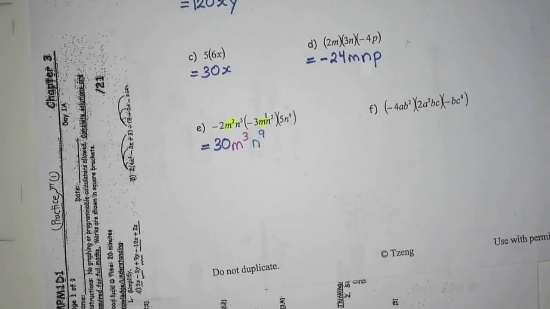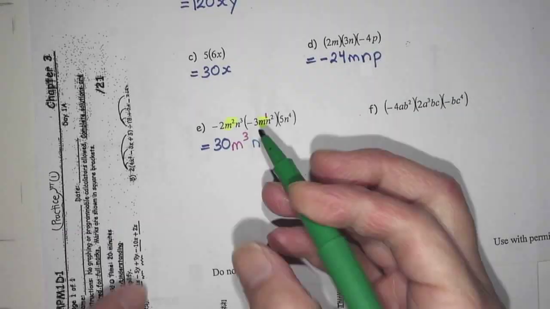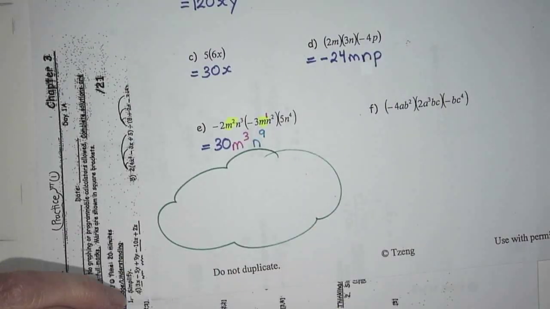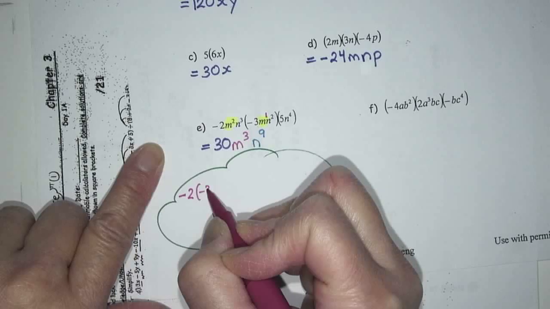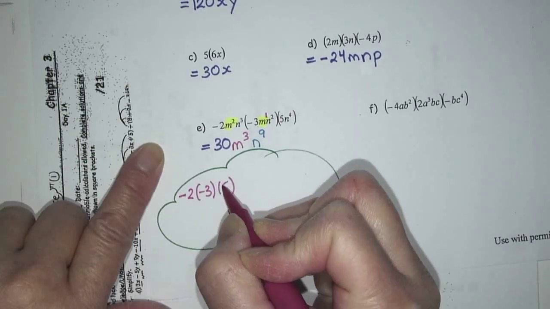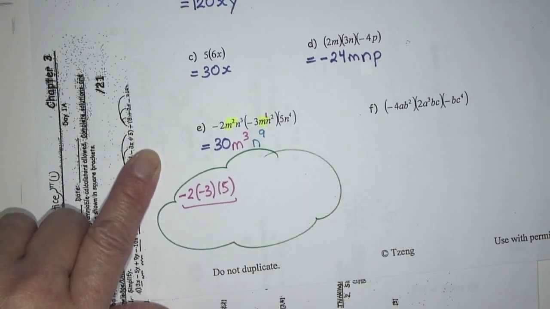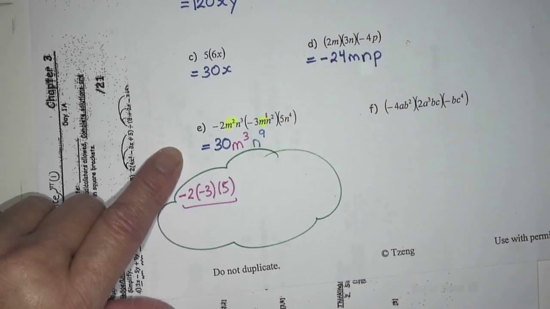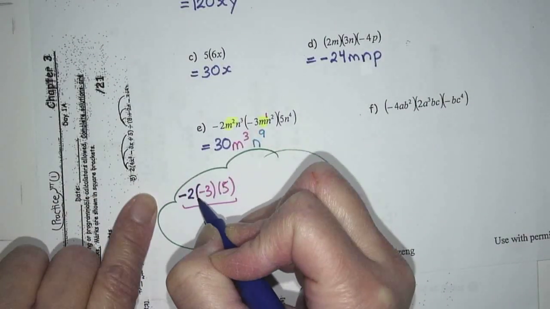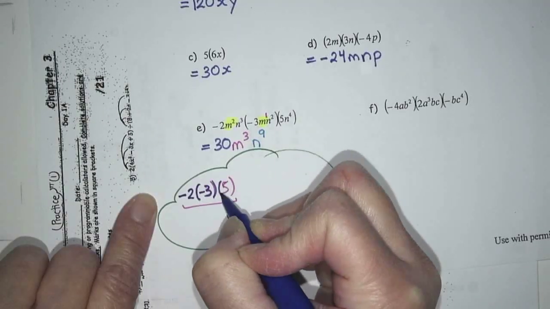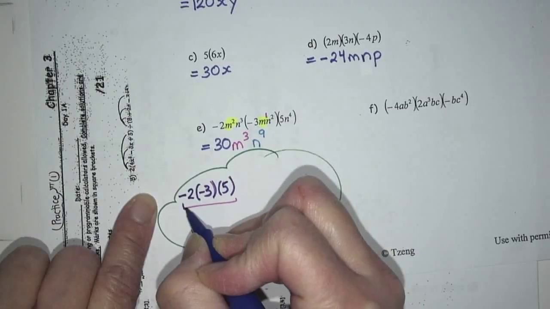So what we're doing here, imagine if you will, is your brain thinking, I'm just readjusting these. So I'm saying this is negative 2 times the negative 3 times the 5. I'm doing all the numbers together. Then I'm doing, I'm sorry, that should have been in blue. Negative 2, negative 3, and 5.